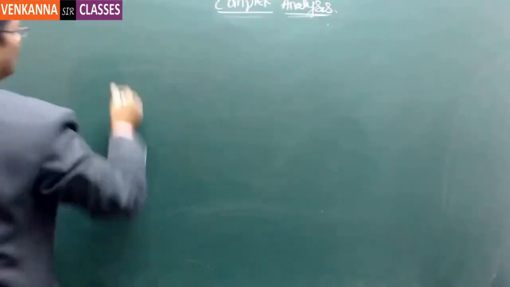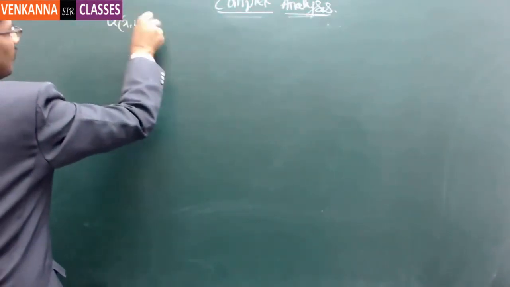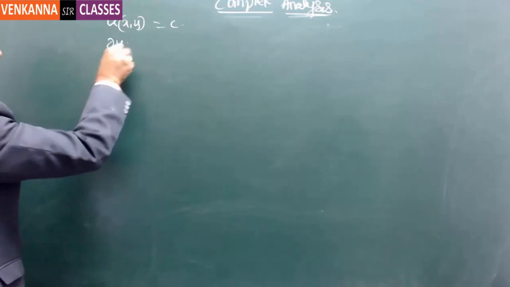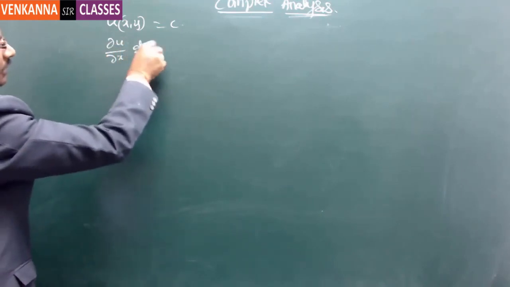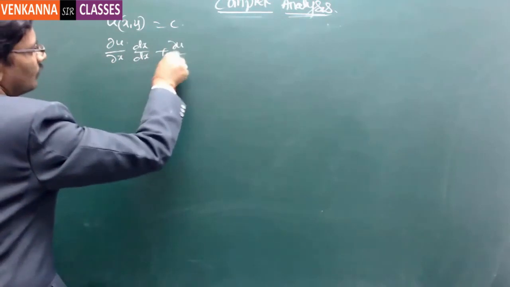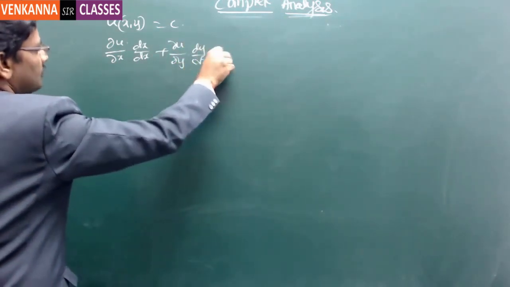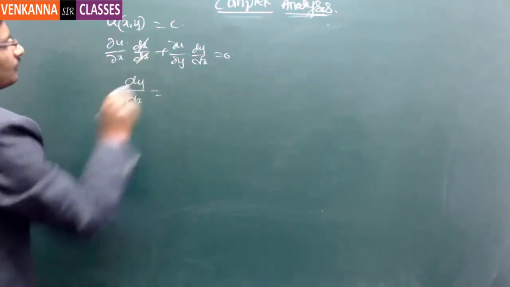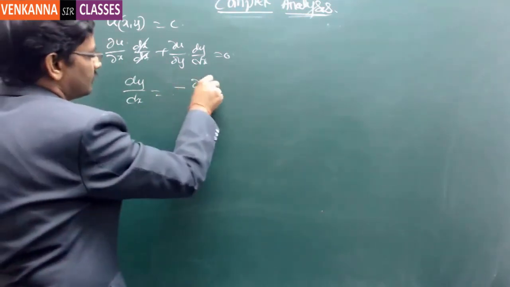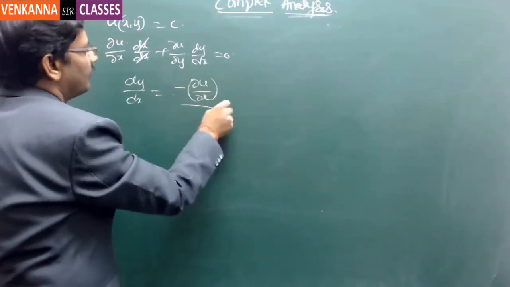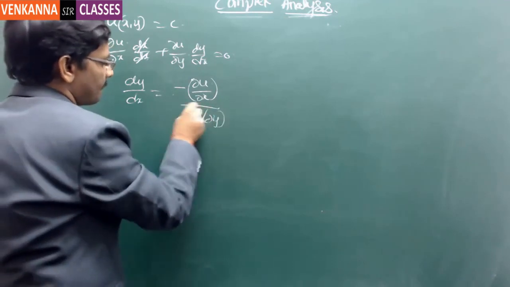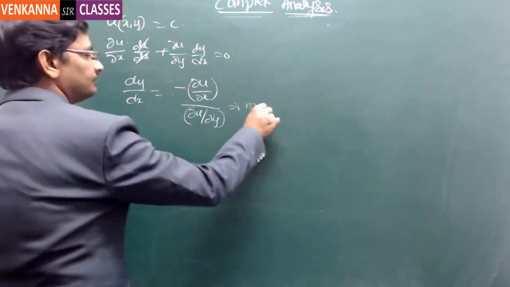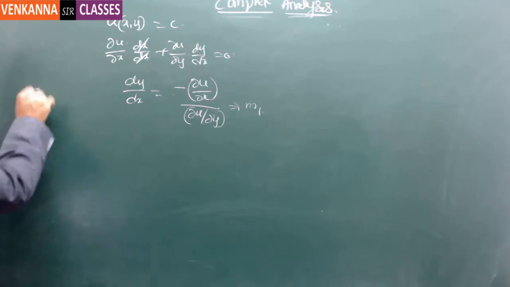Now we have this function u, let us say u of x comma y is equal to constant. Then if you take the derivative of this, dou u by dou x into dx by dx, with respect to x I am taking, plus dou u by dou y into dy by dx equal to 0. So this dx will cancel out, and then dy by dx is equal to minus dou u by dou x divided by dou u by dou y. This is, let us say, m1. This is the slope of u.